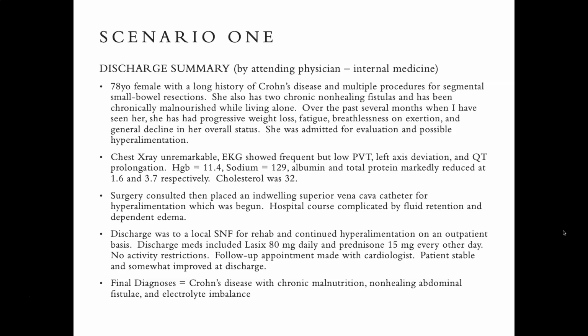Surgery was consulted. Then they placed an indwelling superior vena cava catheter for hyperalimentation, which was then begun. Hospital course was complicated by fluid retention and dependent edema. Discharge was to a local SNF for rehab and continued hyperalimentation on an outpatient basis. Discharge meds include Lasix and prednisone. No activity restrictions. Follow-up appointment made with a cardiologist, and the patient is stable, somewhat improved at discharge. Final diagnoses include Crohn's disease with chronic malnutrition, non-healing abdominal fistulae, and electrolyte imbalance. All right, that's our scenario.